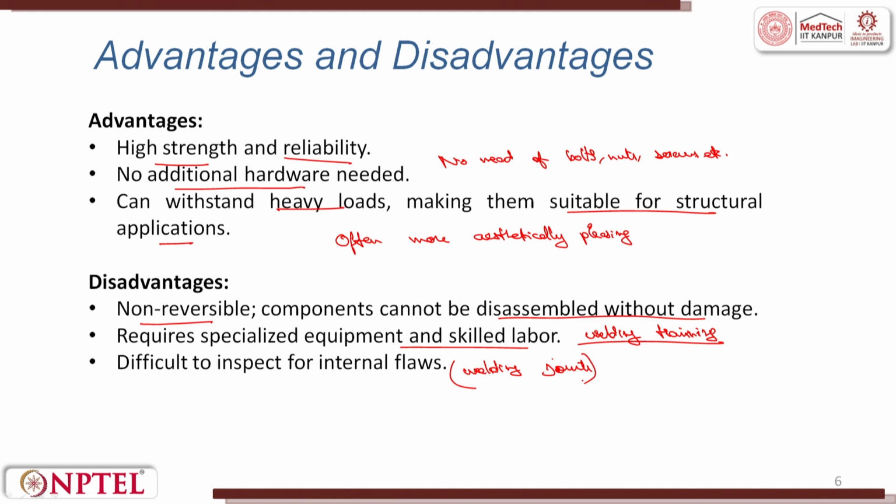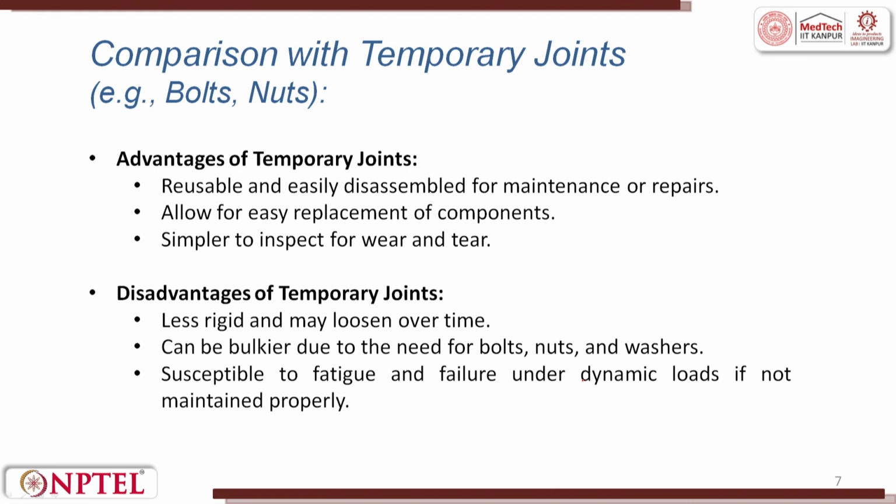Now, when we compare the permanent joints with temporary joints, for example, bolts and nuts, the advantages of temporary joints are these are reusable, they can be easily disassembled for maintenance or repairs, they allow for easy replacement of components, they are simpler to inspect for wear and tear because they can be disassembled.